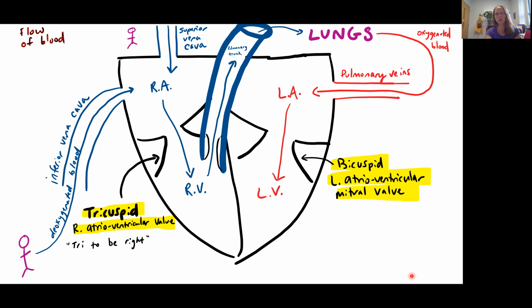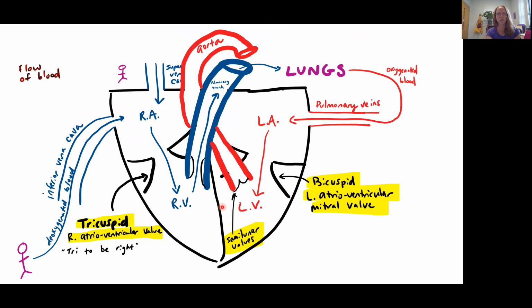From the left ventricle, we need to draw in another vessel. So let's add in our aorta. The aorta is the big artery carrying blood out of the left ventricle. Notice we have another set of semilunar valves. So we're going to call this the aortic semilunar valve. And so the blood is going to pump out of the left ventricle through our aorta out to the body.